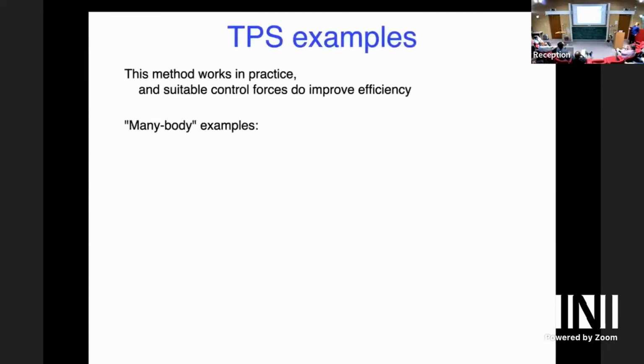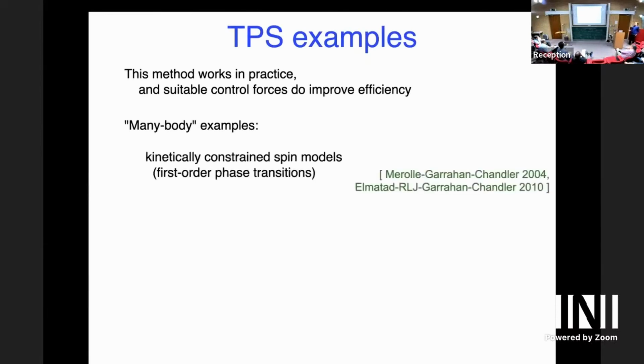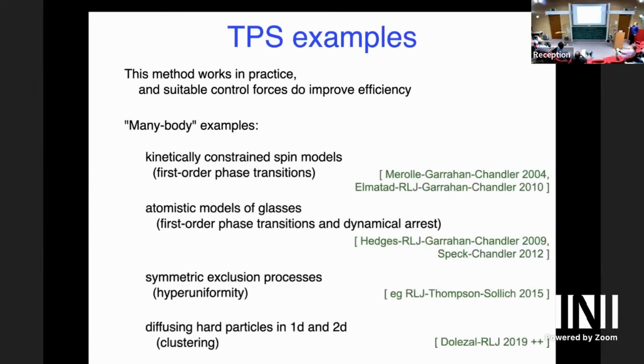So this method works in practice. We're able to sometimes find good control forces that improve efficiency. I'm only really interested in methods that can do many-body examples. I think it's easy to invent methods that work when you've got 2 degrees of freedom. But this has been tried in a bunch of cases. So we started working on this a long time ago on models of the glass transition, spin models, and atomistic models. And then we worked a bit on exclusion processes. And then the stuff I've shown you is for diffusing hard particles. And these are all situations where this has been shown to work and gives reliable results.